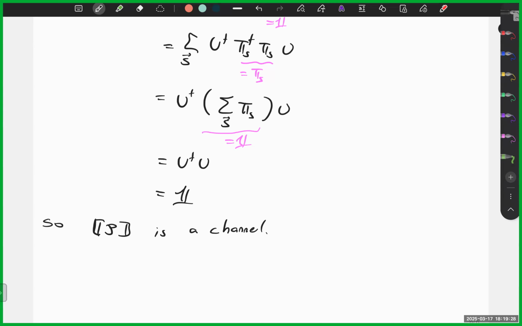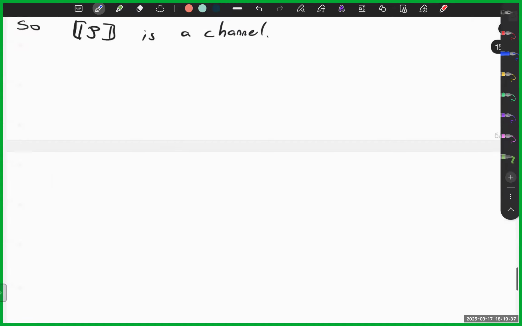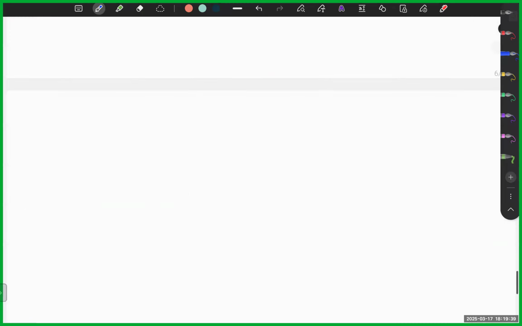Okay. Is it clear? Now I will move on to the last bit of discussion, where I will show the universality of this computation.